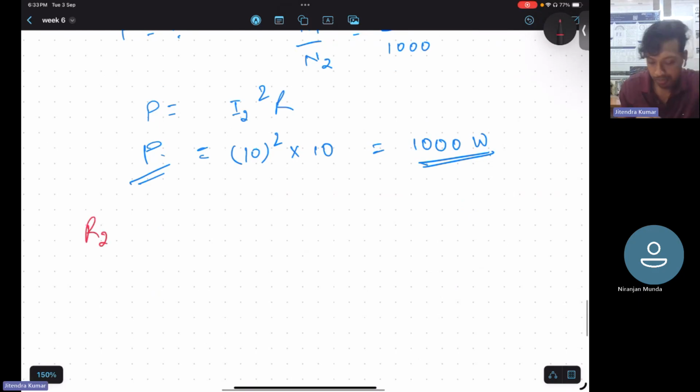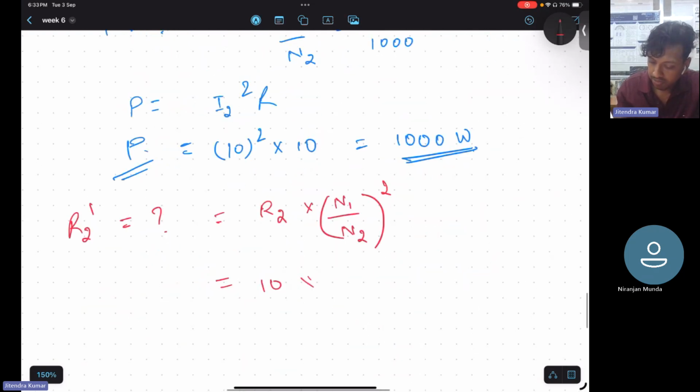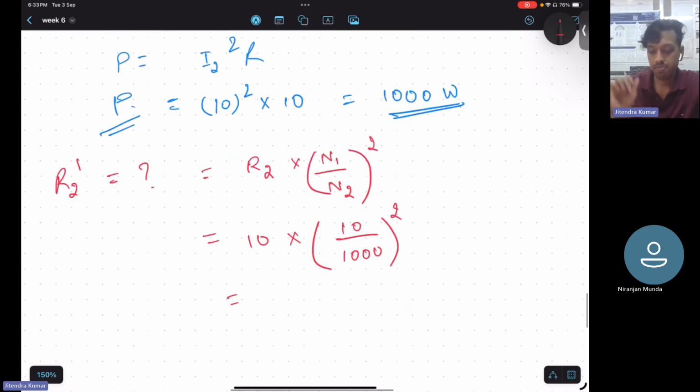Now, the equivalent resistance from the primary side, R2 dash. We are given R2 into again N1 by N2 square. So R2 is 10, N1 by N2 is 10 by 1000, squared. So 10 by 1000 square, so it is 1 milli ohm. Right, sir. Yes, 1 milli ohm resistance.